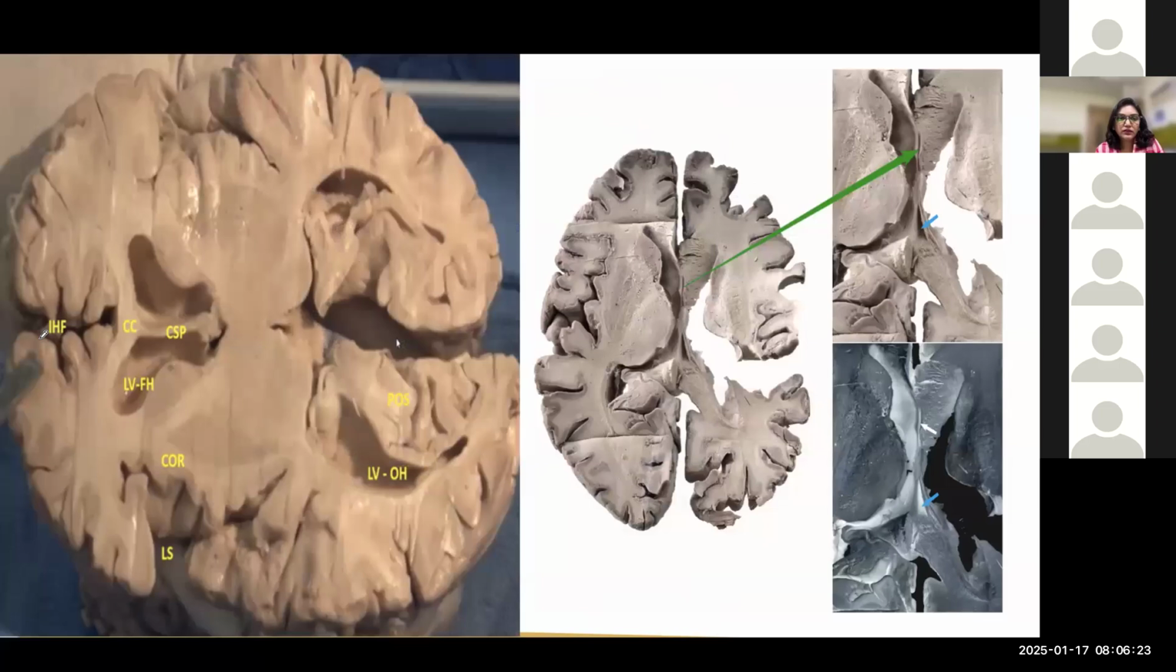So actually, here this is the anterior interhemispheric fissure, which continues as, here continuously we can see the corpus callosum, that is the genu of the corpus callosum, with the two frontal horns of the lateral ventricles on either side of the cavum septum pellucidum.